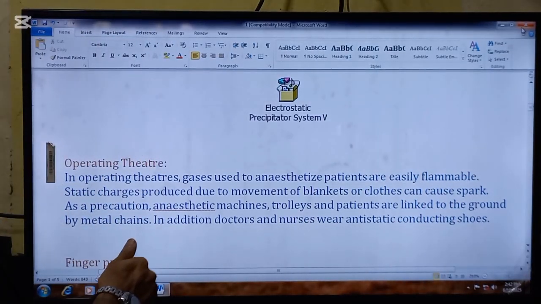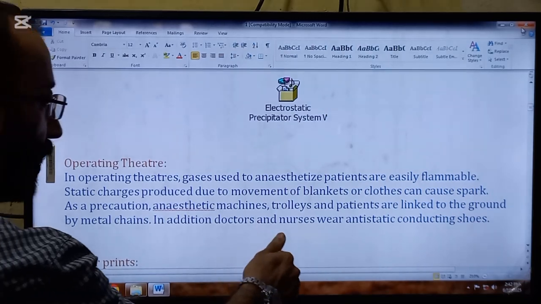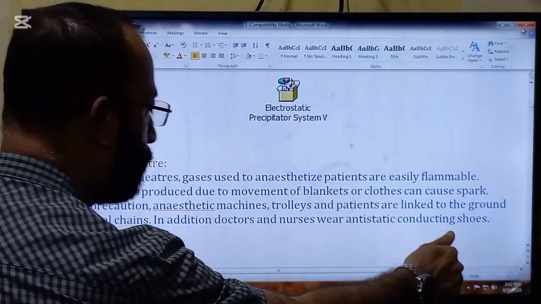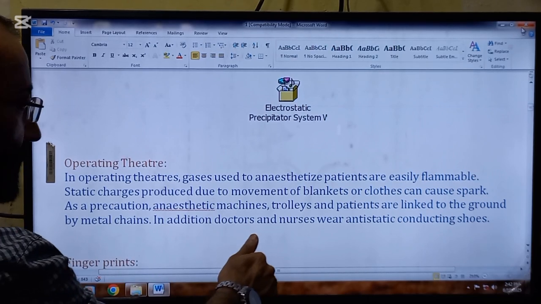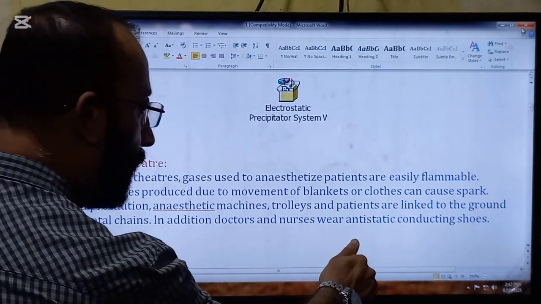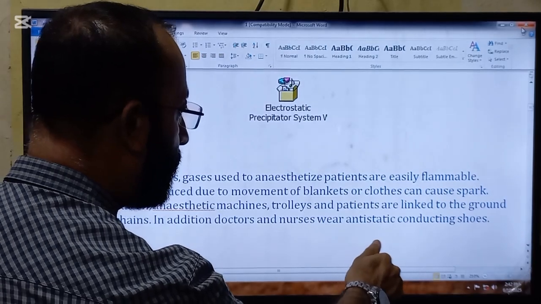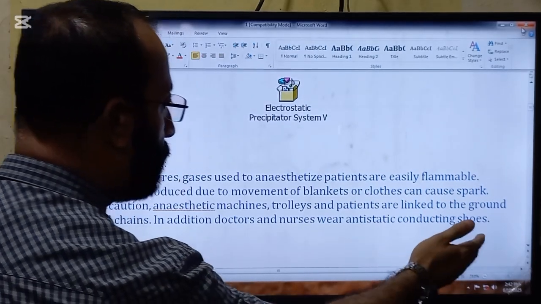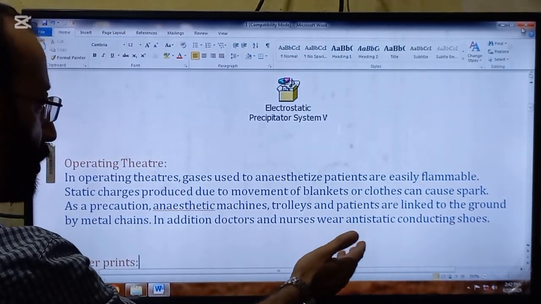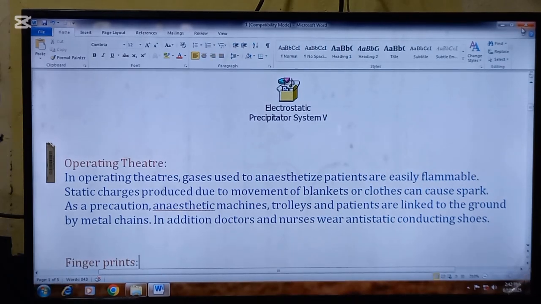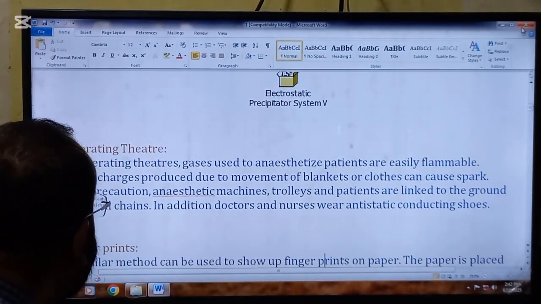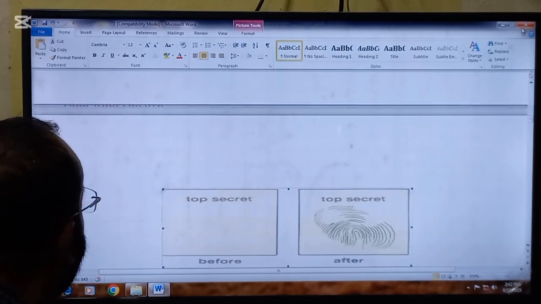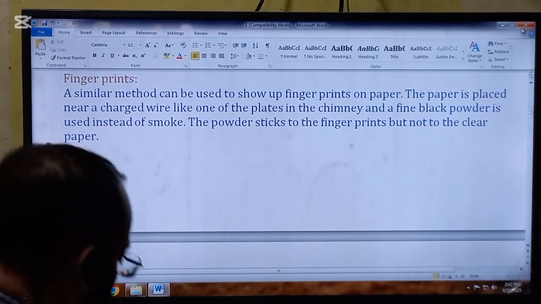As a precaution, anesthetic machines, trolleys, and patients are linked to the ground by metal chains. In addition, doctors and nurses wear anti-static conducting shoes. So these are the precautions due to which spark can be prevented. So this is the technique which is used in operating theaters.